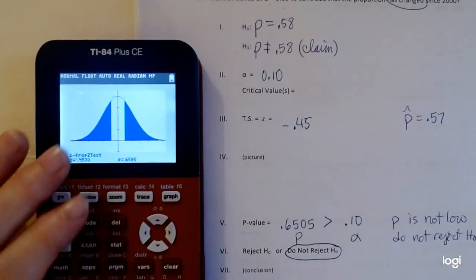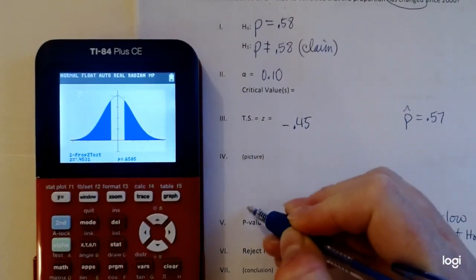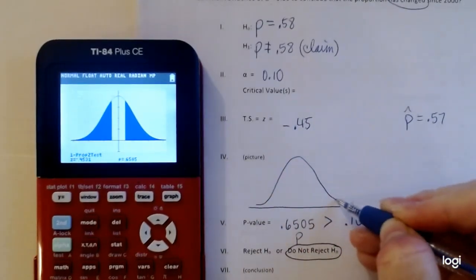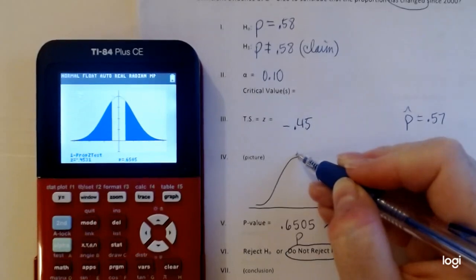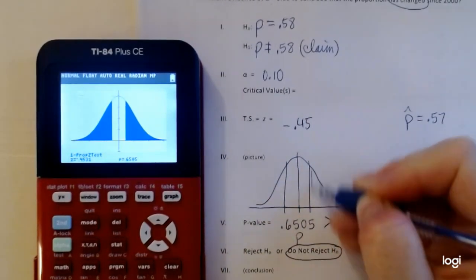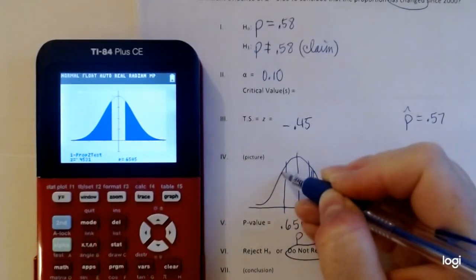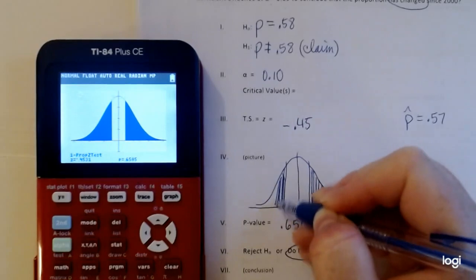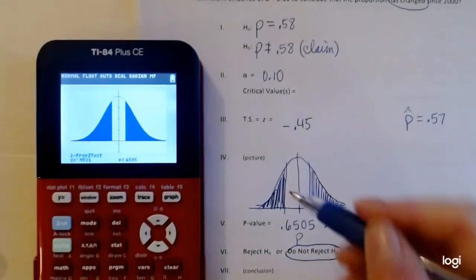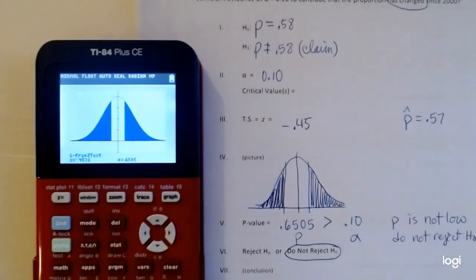Okay, and you can see the picture, the area of probability is very large when you look at those two areas together. So we've got our mean, and there's a lot of shaded area there. So there is a pretty high probability of getting the sample results that we got, given that the original value is true.